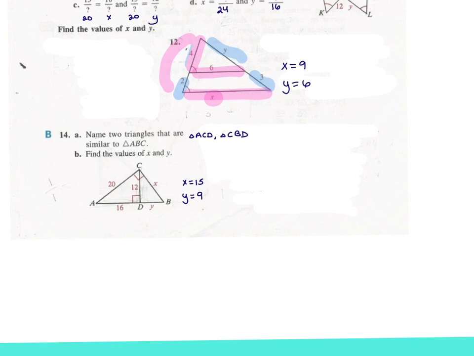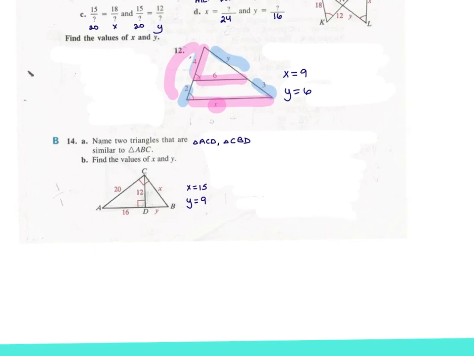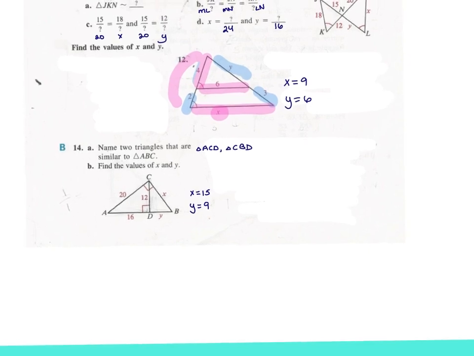Number 14, A is triangle ACD and triangle CBD. Again, order of the letters is important there. And B, X is 15 and Y is 9. Any questions on that page?